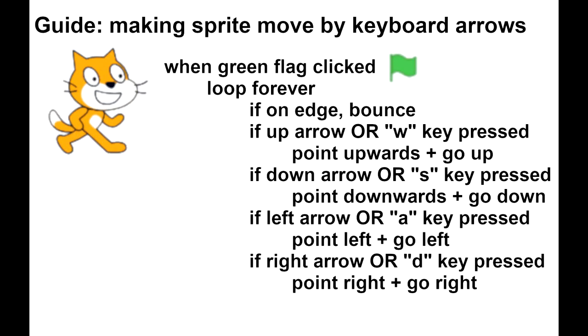First, let's look at the logic. As before, we still have the green flag event and the forever loop and the if on the edge bounce. However, now we're going to change the if-else statements and add an or operator. So if we press up arrow or we press the W key, then our cat will point upwards and go up. If we press the down arrow or we press the S key, then the cat will point downwards and go down. Same thing for left and A, and right and D.